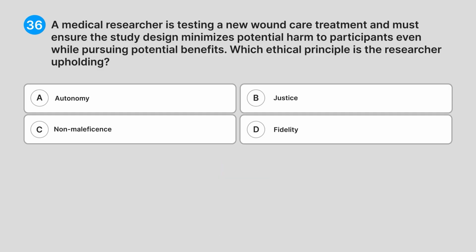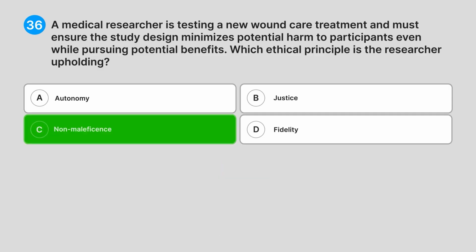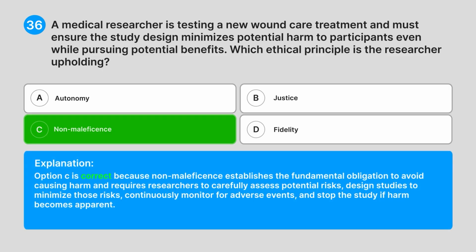Correct answer, C. Non-maleficence. Explanation: option C is correct because non-maleficence establishes the fundamental obligation to avoid causing harm and requires researchers to carefully assess potential risks, design studies to minimize those risks, continuously monitor for adverse events, and stop the study if harm becomes apparent.